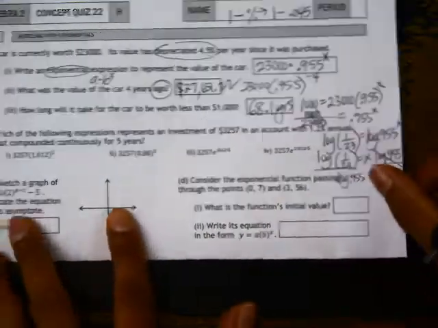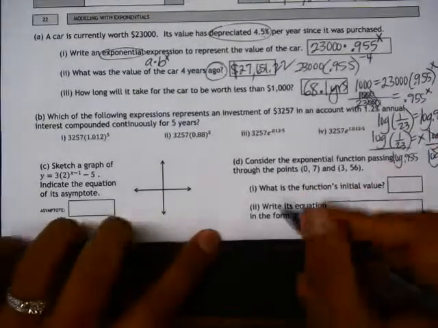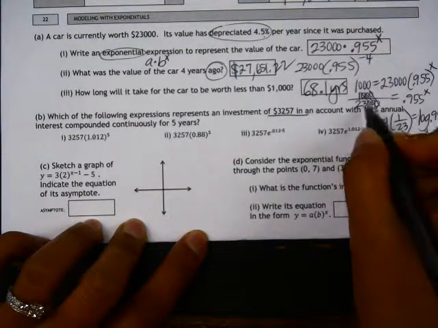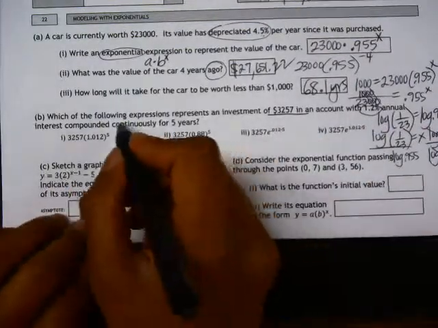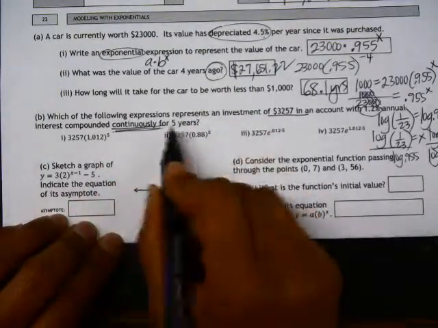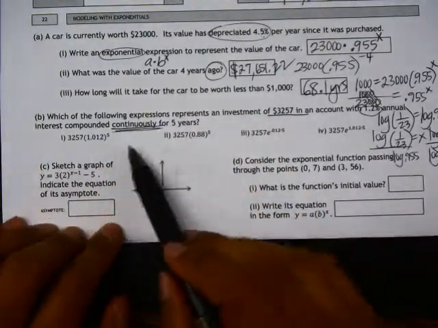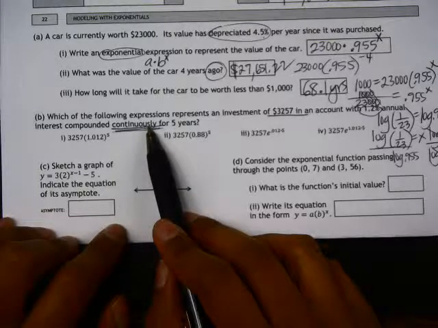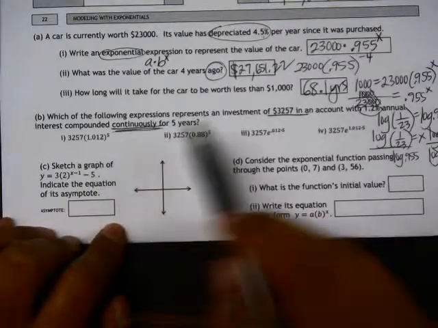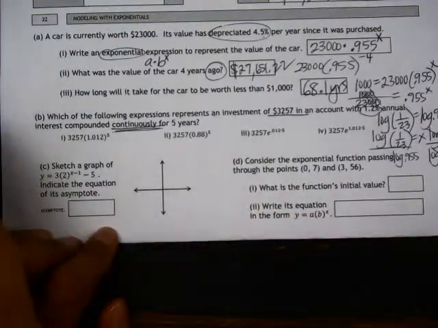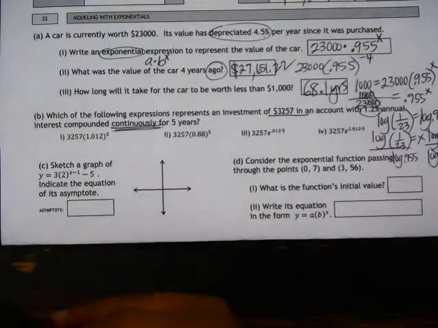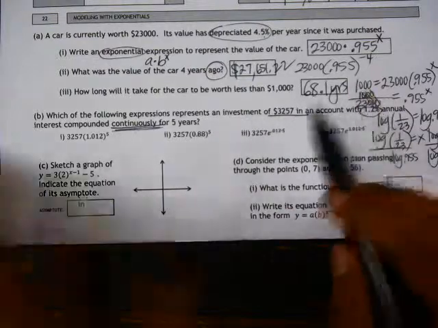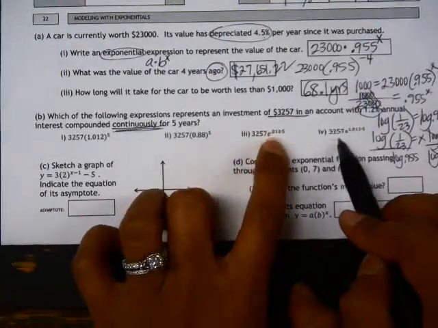Alright, now on part B, it's a multiple choice. Which of these expressions represents an investment of $3,257 with a 1.2% annual interest compounded continuously, that's an important word here, for 5 years. So anytime something is compounded continuously, we're using the multiplier E. Remember, E is just a number that's used quite often in nature and in the sciences. So continuously, we can narrow it down to option 3 or 4.